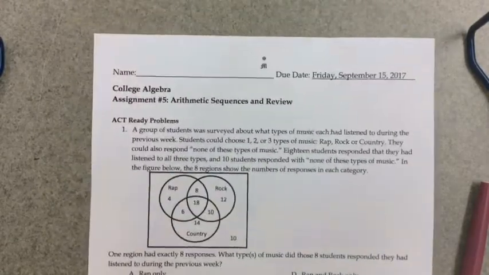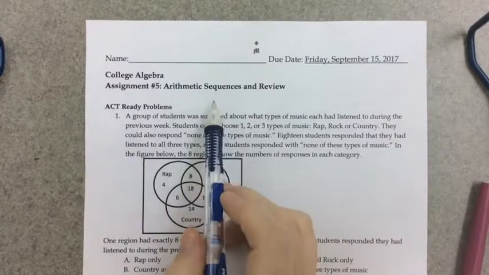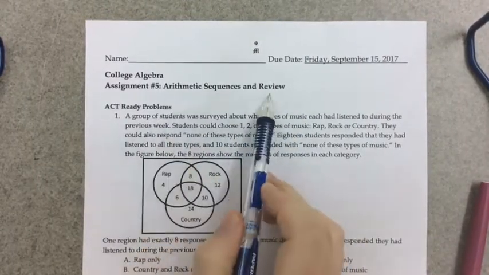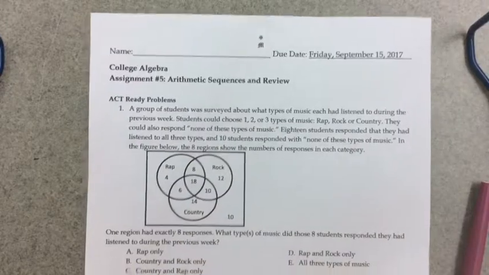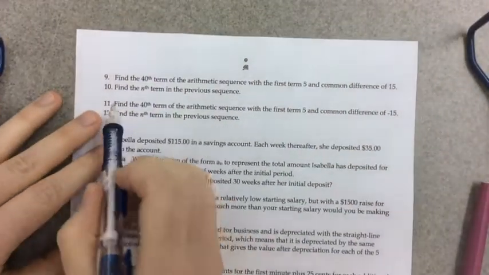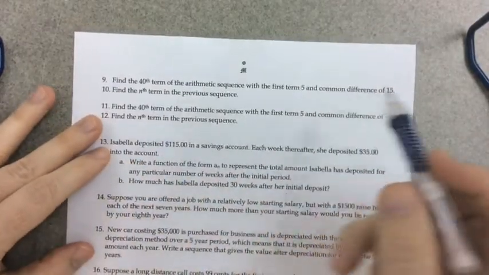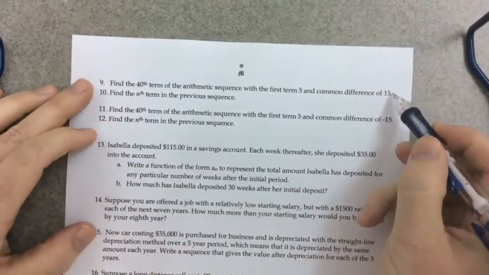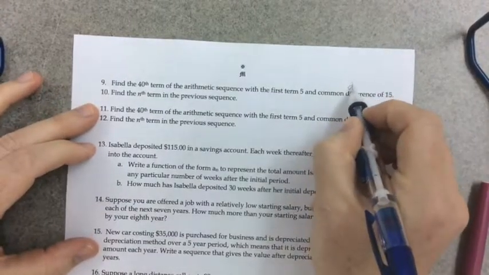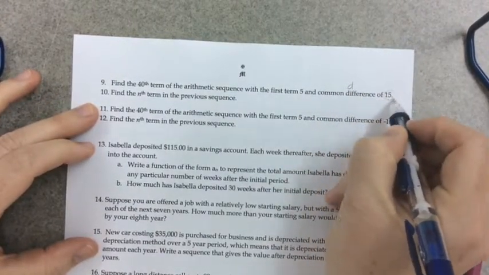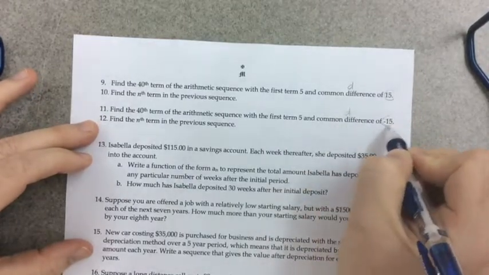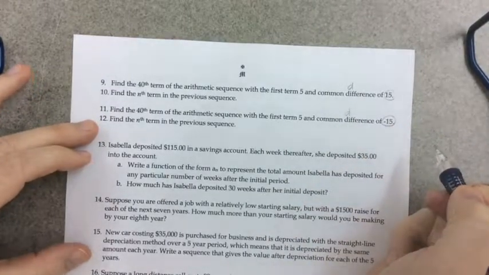Okay, I just want to say one more word about this homework assignment. The one on arithmetic sequences, it's assignment number 5. A couple of things. There was a little bit of confusion for number 11. So the difference between number 9 and number 11 is that the common difference D is 15 for number 9, and the common difference D for number 11 is negative 15.